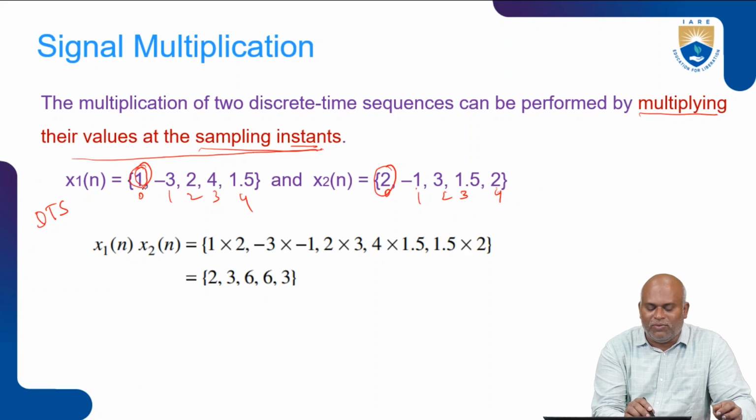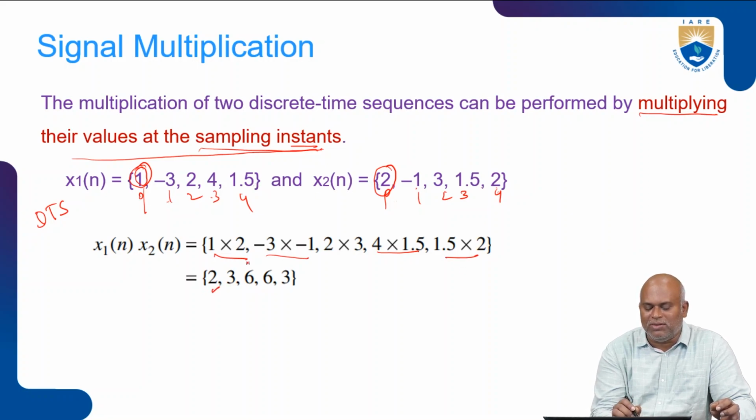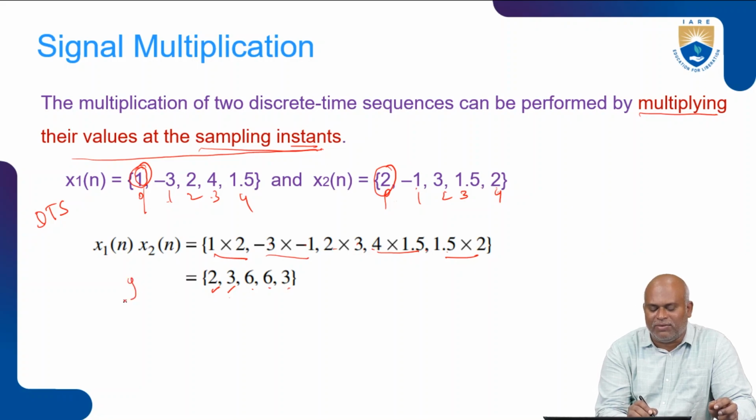That means 1 into 2. I write here minus 3 into minus 1. Next 2 into 3, next 4 into 1.5, next 1.5 into 2. So now 1 into 2 equal to 2, minus 3 into minus 1 equal to 3, then 2 into 3 equal to 6, then 4 into 1.5 equal to 6, then 1.5 into 2 equal to 3. This is represented as y of n.